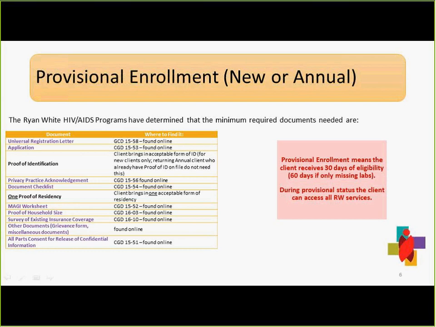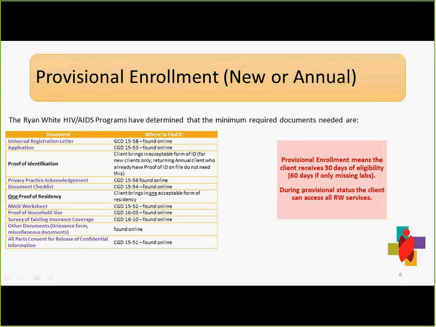Proof of household size, survey of existing insurance coverage, and the release of confidential information are also required. During provisional status, a client can access all Ryan White services, including ADAP, since the requirement for all Ryan White parts are the same. Access to Healthcare Network, or AHN, may require additional documentation when assisting with medication, but this would not count against a client's eligibility.